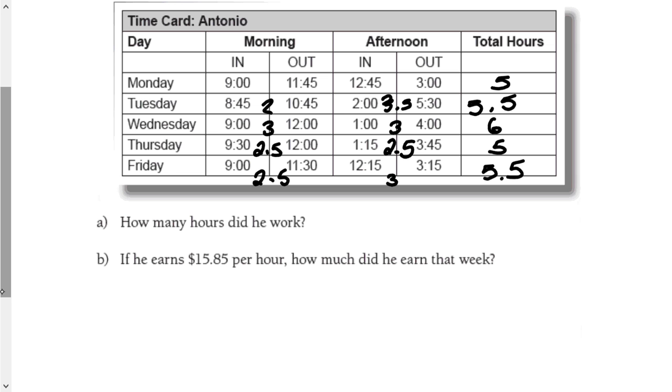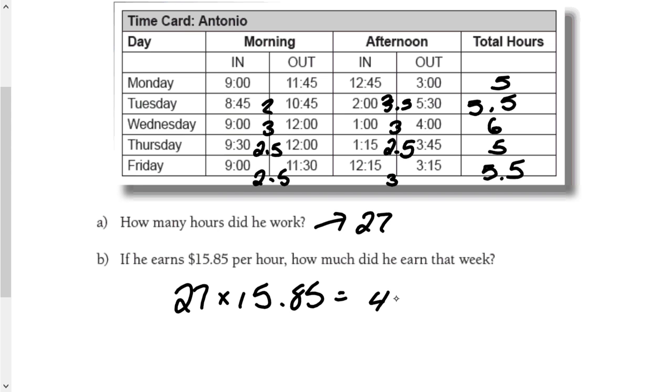So how many hours did he work? You just add them all together. So total of 27 hours. If he earns $15.85 per hour, how much did he earn that week? 27 times 15.85 is equal to $430.70.